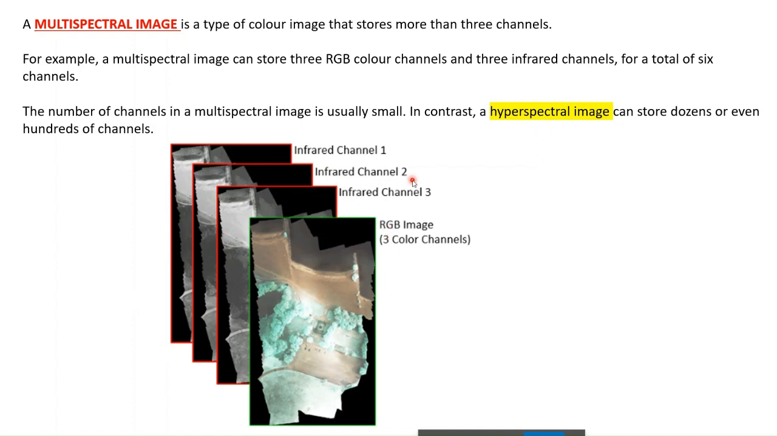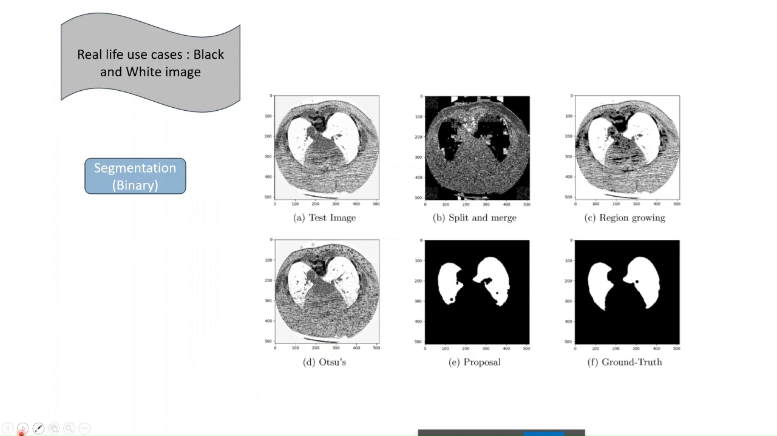The multispectral image has less number of channels when compared to a hyperspectral image, which has almost hundreds of channels. Where do we use this multispectral or hyperspectral? Where we want high definition satellite images. Now let's understand where these different types of digital images are used in the image processing domain.